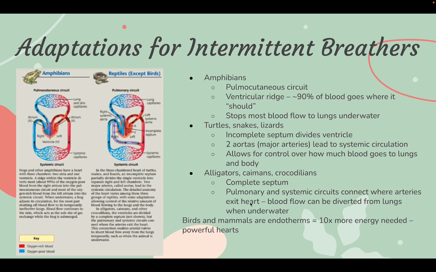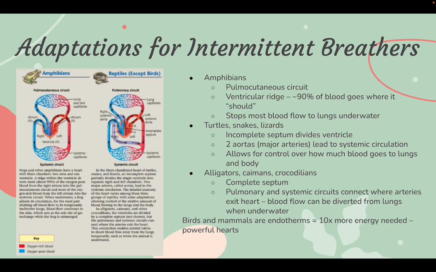And for alligators, caimans, and crocodilians, it's kind of the same story. They, however, have a complete septum, and they have a place where the pulmonary and systemic circuits actually connect, where the arteries exit the heart, and their blood flow can be diverted from their lungs when they're underwater. So you can see that these adaptations make it so they don't have to be breathing all the time, which is really helpful because these animals spend part of their time in water and part of their time on land.